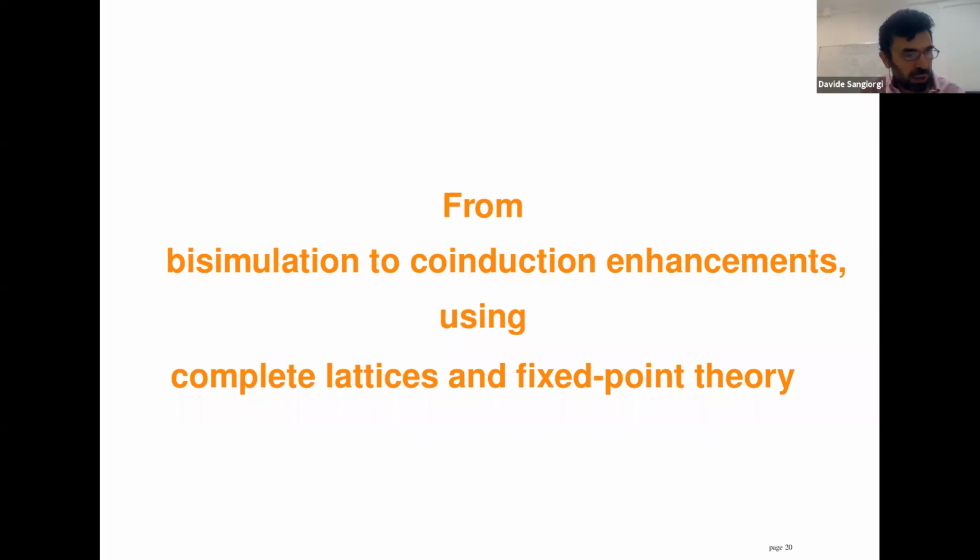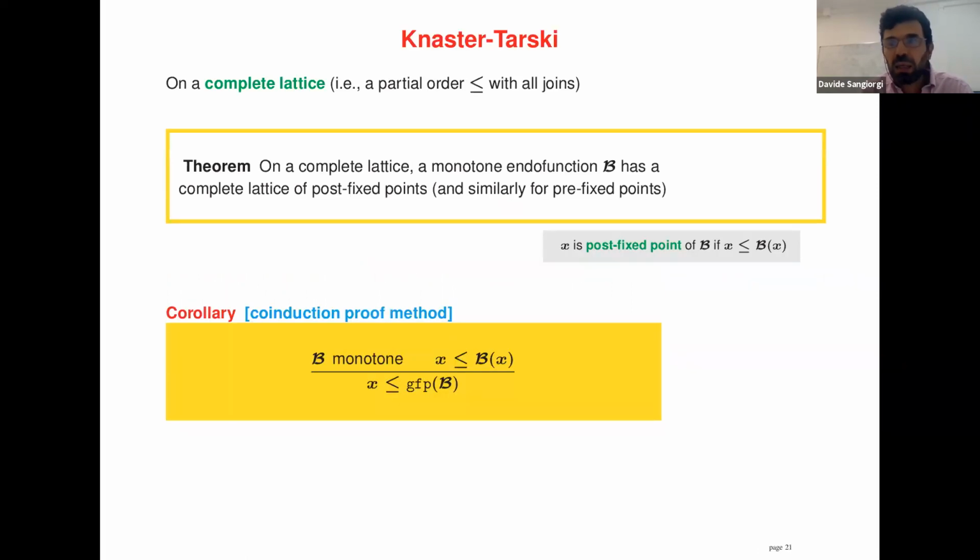Now, I want to give you a little glimpse of how this theory of enhancement can be linked to the setting of coinduction. I will give meaning to coinduction in the setting of complete lattices and fixed point theory. In this setting, coinduction stems from the Knaster-Tarski theorem. The theorem ensures us that a monotone endofunction on a complete lattice has a greatest fixed point.